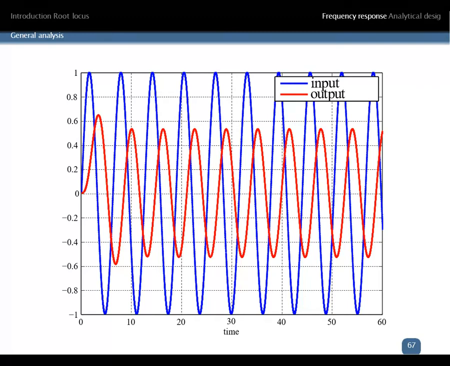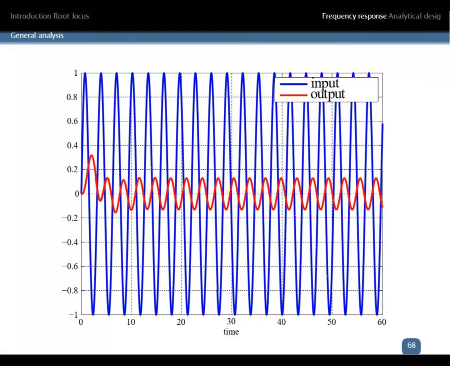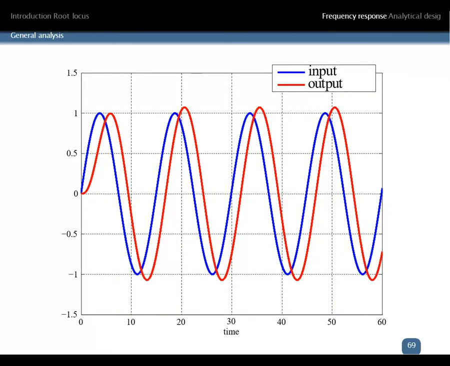Here I give an example. The input is the blue line and the output is the red. You see the magnitude changes and the phase shifts, but the frequency is the same. Here is another example, the magnitude decreased and here is the shifting.